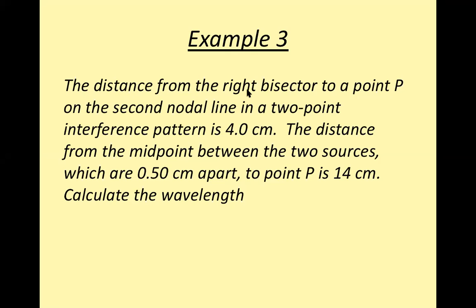The distance from the right bisector to a point P on the second nodal line in a 2-point interference pattern is 4 centimeters. The distance from the midpoint between the 2 sources, which are 0.5 centimeters apart, to point P is 14 centimeters. Calculate the wavelength. So the first phrase to highlight, 2-point interference patterns, directs you to one of these 3 equations. Then you see the distance from the right bisector to point P. Do you recognize the phrasing and which variable that is?